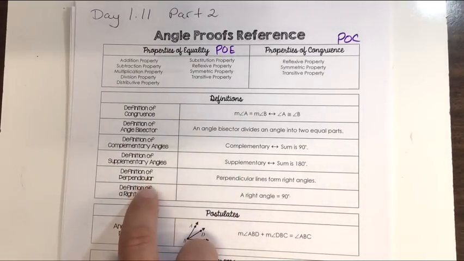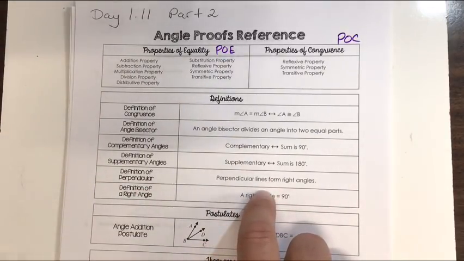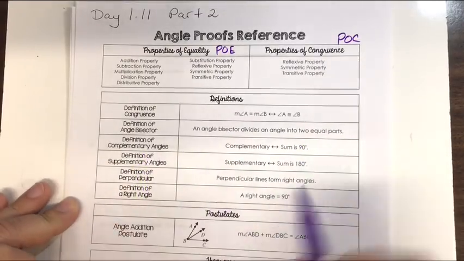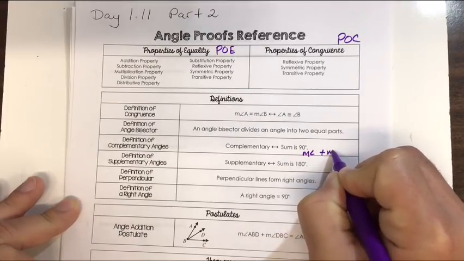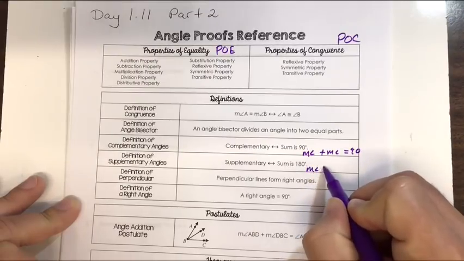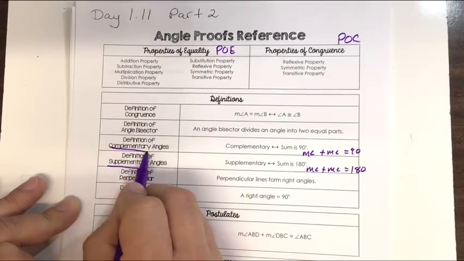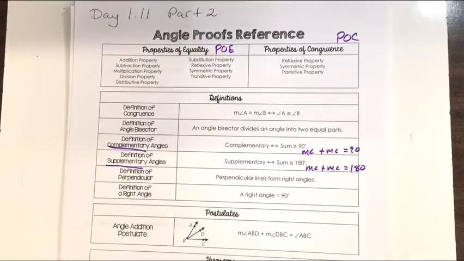And then definition of perpendicular and definition of a right angle are also going to be used in this lesson. So if we were to try and use the definition of complementary angles here, we would be setting up an equation where a measure of an angle plus the measure of another angle equals 90, or measure of an angle plus measure of an angle equals 180, depending on which one of these 2 words we're using. And then we also have our angle addition postulate. This is another form of part plus part equals whole again.